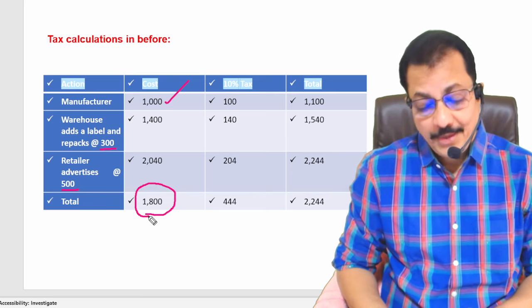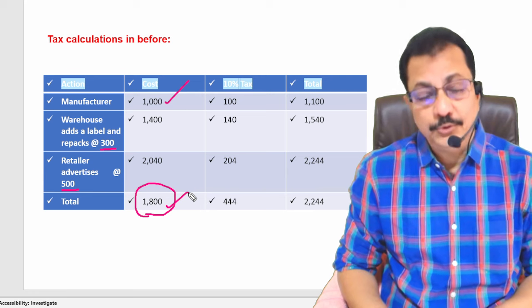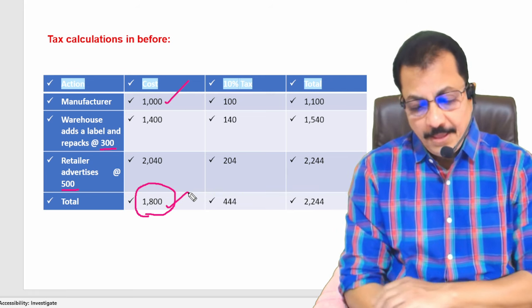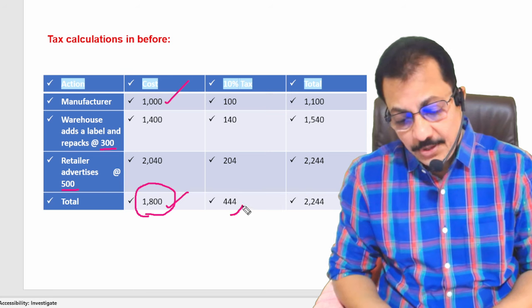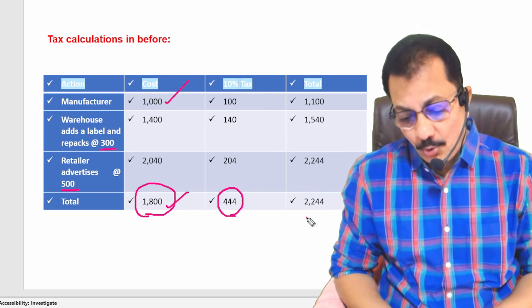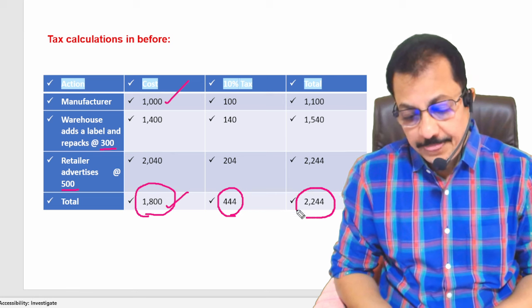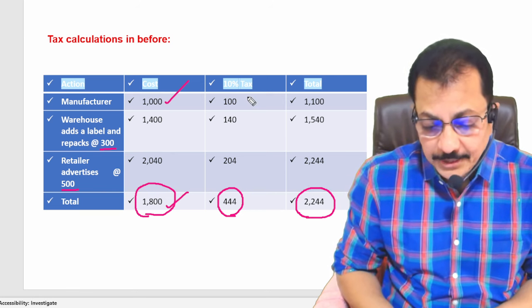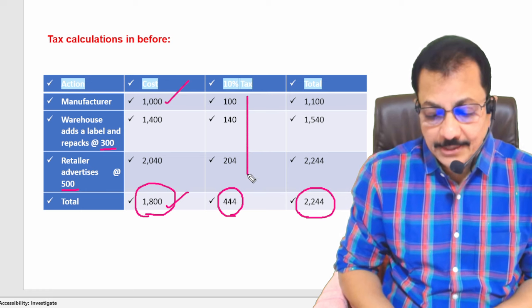Is that okay? On this 1800, if you charge 10%, that is becoming 180. Am I clear? But how much are you paying here as tax? You are paying 444 rupees. And the total value is becoming 2244. That is all because of tax on tax.